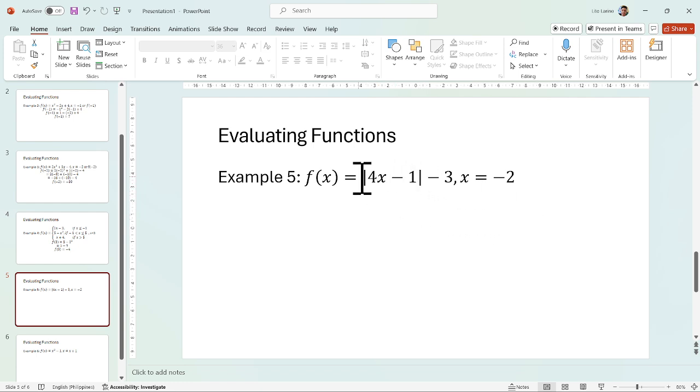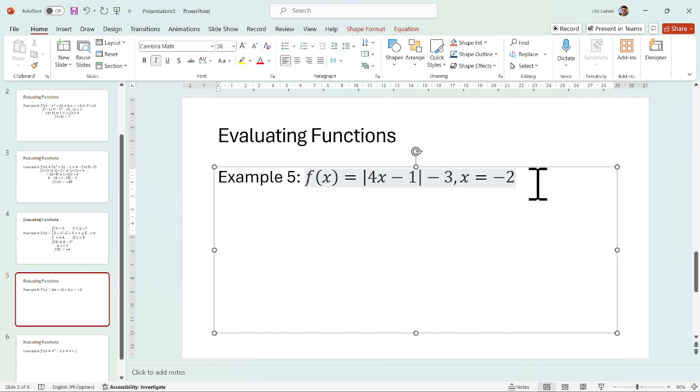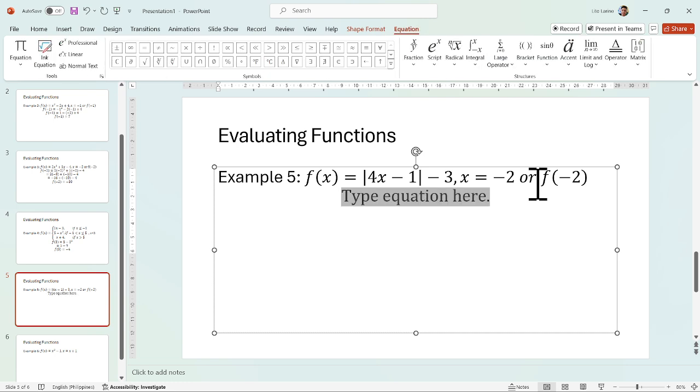Again, when you take the absolute value, we always take the positive value. So to do this, this is also written as f of negative 2. f of negative 2 is equal to the absolute value of 4 multiplied by the value of x, which is negative 2, minus 1, minus 3.